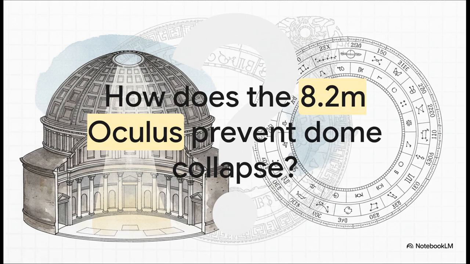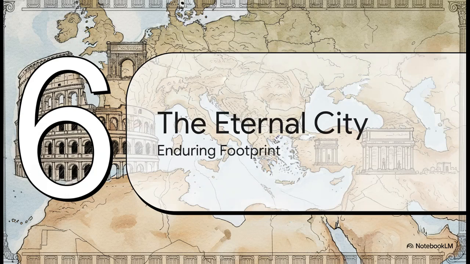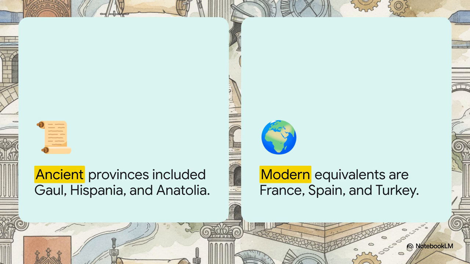It's just brilliant. And finally, Section 6, Lessons from the Eternal City. Let's zoom out for a minute. If you look at the map you use today, you are basically looking at our ancient borders. Our ancient provinces became the very origins of modern nations. Gaul is modern-day France, Hispania is Spain, Anatolia is Turkey, and Latium obviously is Italy.